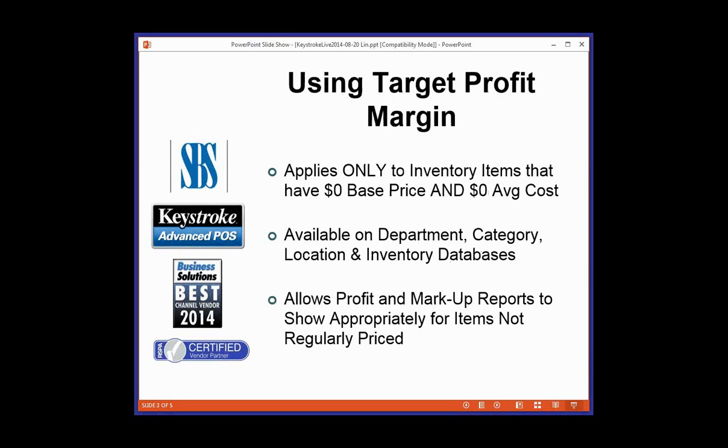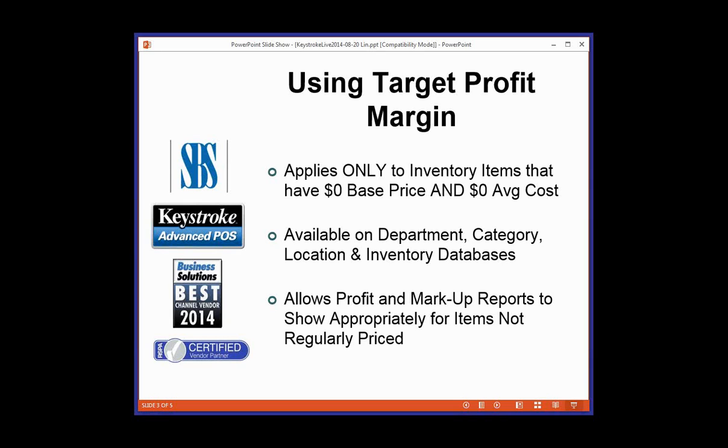So let's get into using the target profit margin field. This field is on different database records, primarily on inventory, department, category, and location. It applies only to inventory items that have a $0 base price and a $0 average cost.